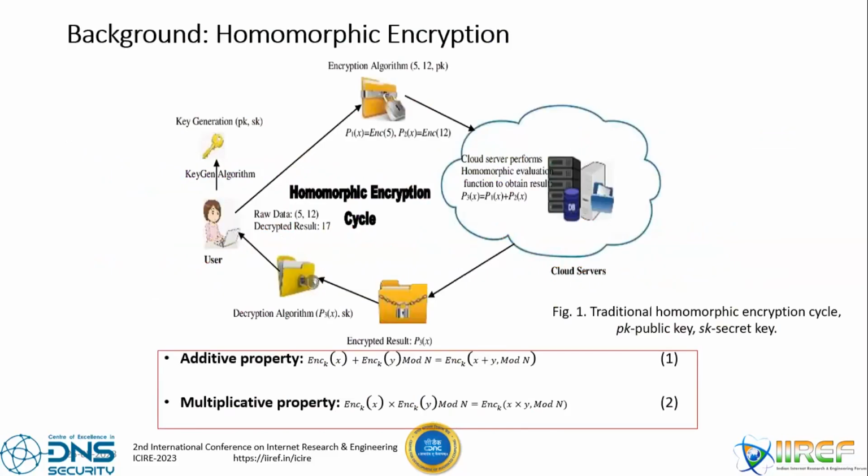The concept of homomorphic encryption is that the cloud server is able to perform certain arbitrary computations on the encrypted dataset without having to decrypt it. For instance, when a user encrypts integers 5 and 12, integer 5 is encrypted to polynomial P1 of X, and integer 12 is encrypted to polynomial P2 of X. The cloud server performs homomorphic addition on the encrypted data to obtain polynomial P3 of X. If the user is able to decrypt the result to 17, as if the computation was performed using the raw data set, then homomorphic encryption has been ensured.